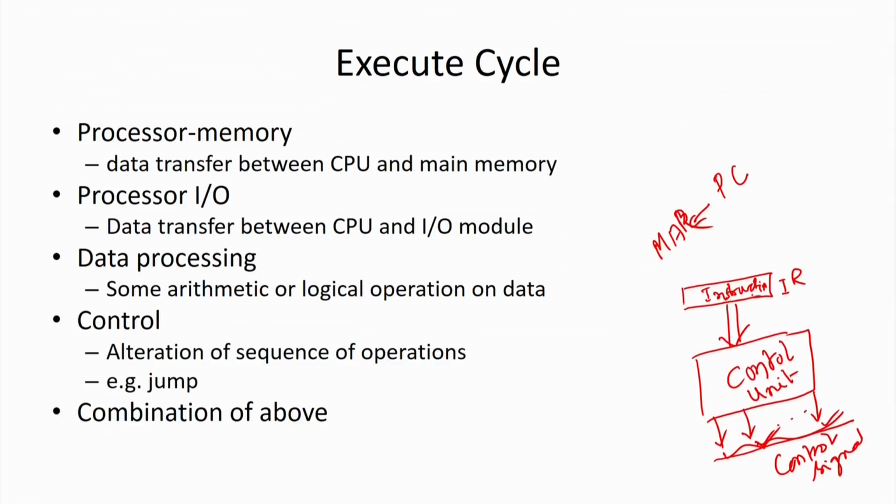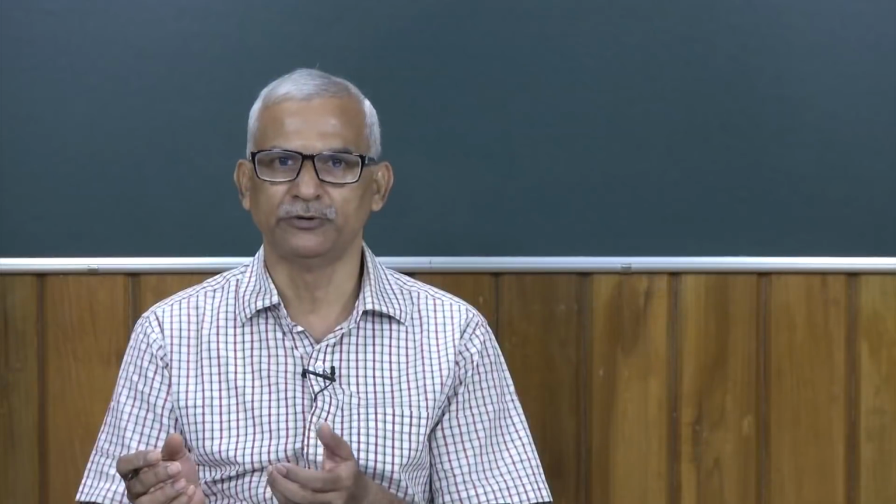So, like that, after getting the instruction, we give it to the control unit. Now, the control unit will generate control signals. So, what operations are we going to do here? One is processor to memory, that means data transfer between the processor and main memory. So, this is transferring the information from processor to memory or memory to processor. This is one kind of operation that we can have.